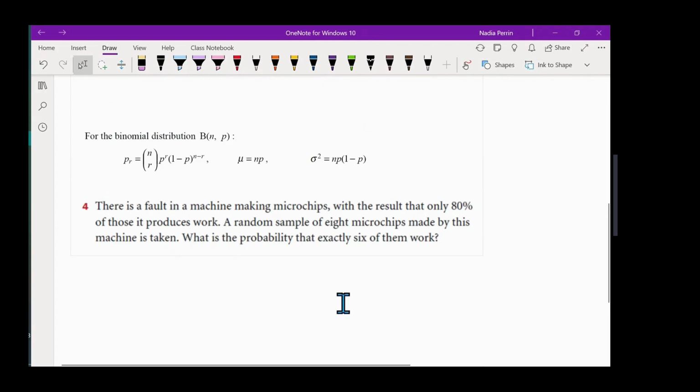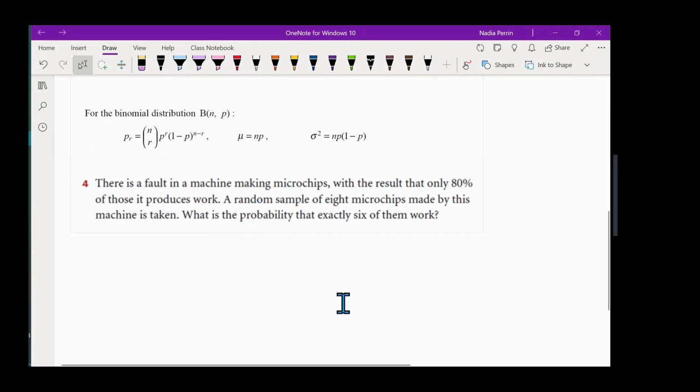Just doing one more question here. So we've got a machine. Again, we're looking for the numbers that are important. So I've got an 80% here. We've got 8 microchips. And what's the probability 6 of them work? So just trying to work out what each of those are. Obviously the P is 0.8. 8 microchips is our N. And 6 is our question. So R is 6.